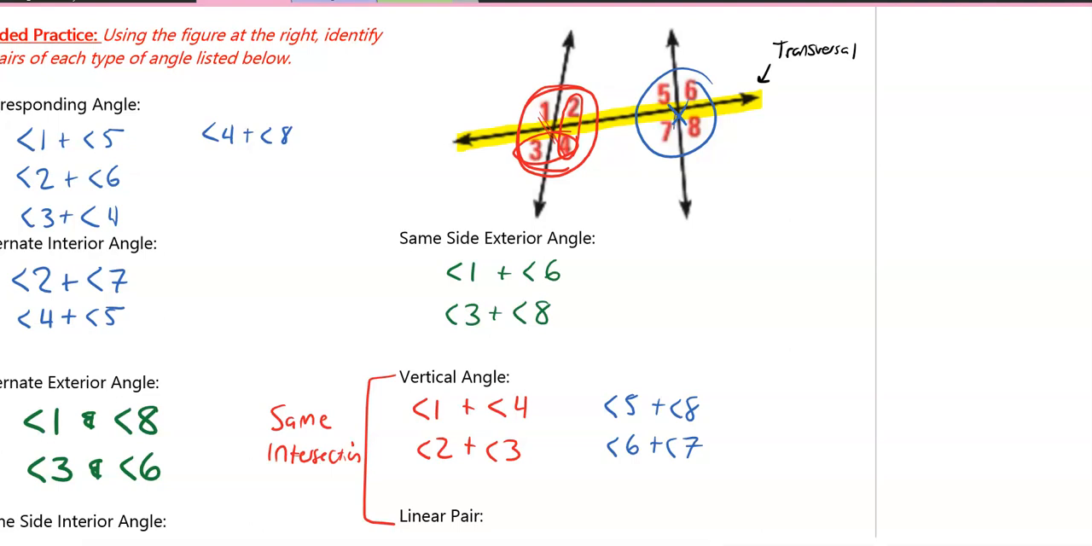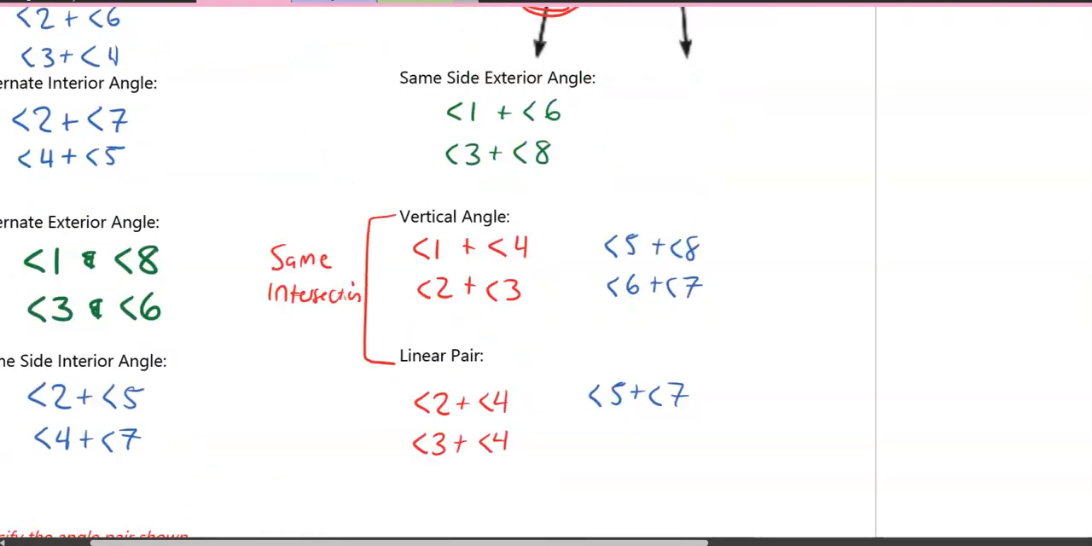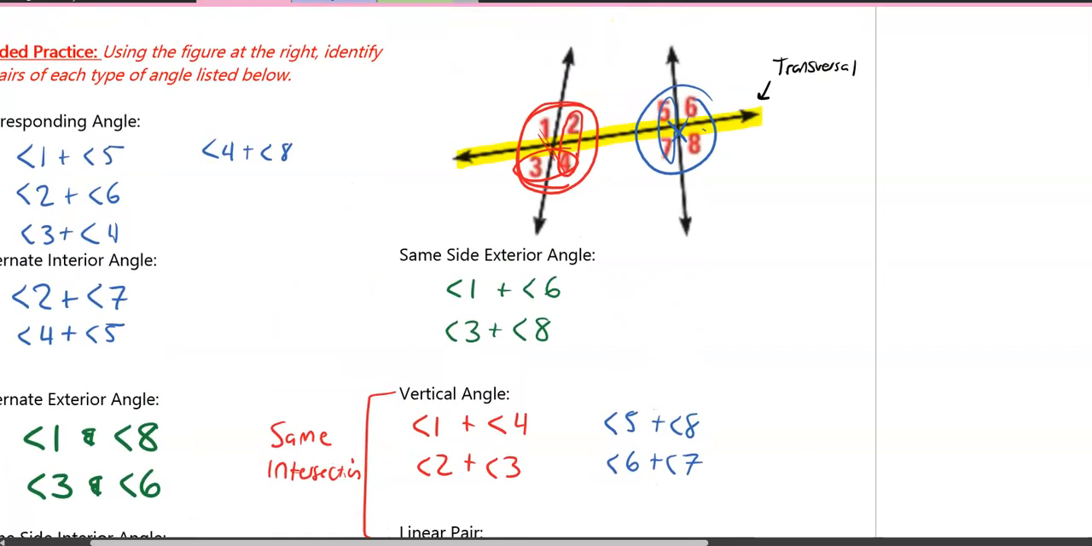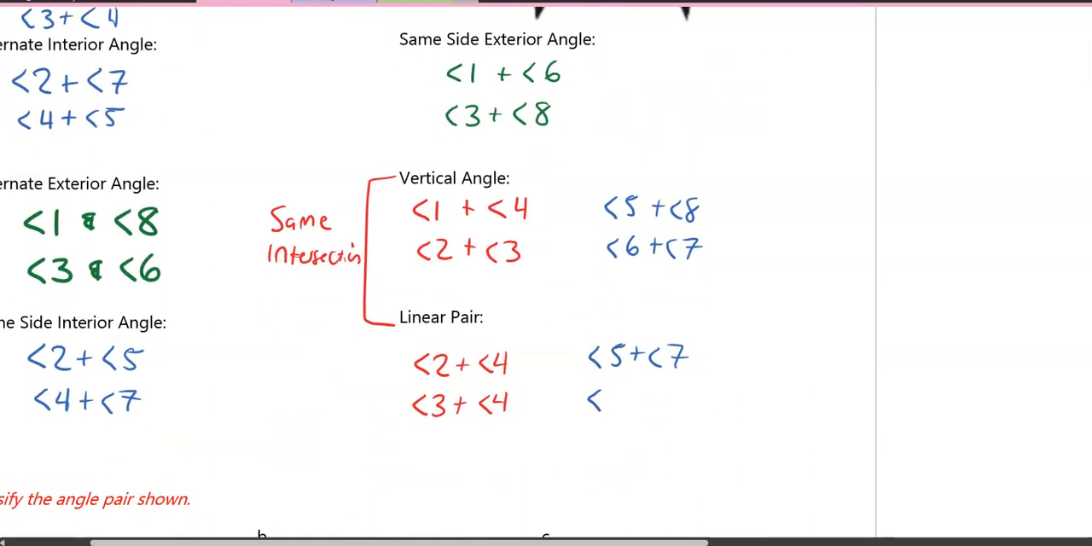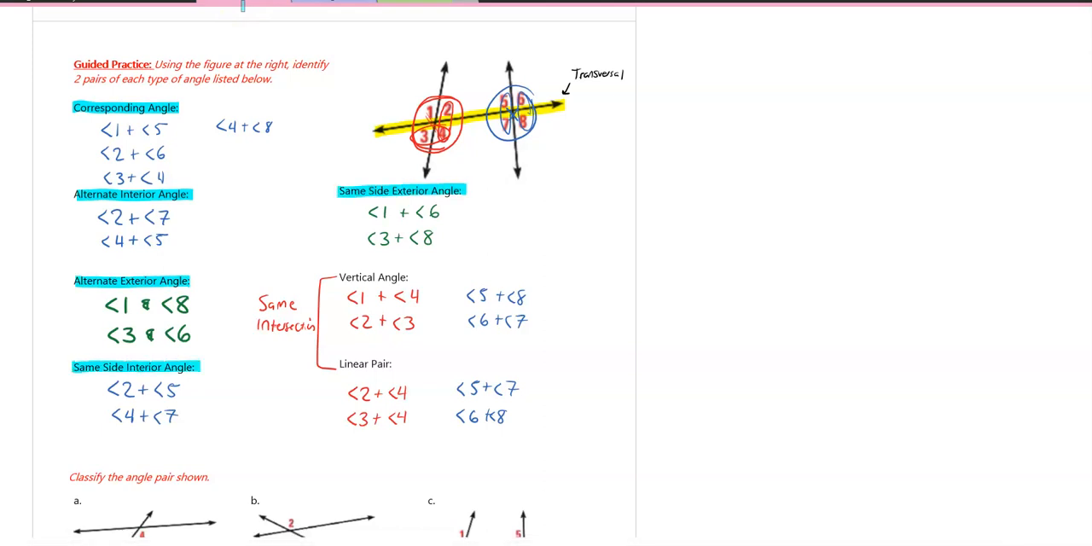And at the other intersection, we'll do, let's say, 5 and 7. So angle 5 and angle 7. And then the last one we'll pick here is, we'll go with 6 and 8. Why not? Okay. So that's what I want you to take away from these ones here, is the ones that I'm highlighting in blue, corresponding, alternate interior, alternate exterior, same side interior, and same side exterior. They always occur at different intersections versus the vertical angle and the linear pairs, which occur on the same intersection.